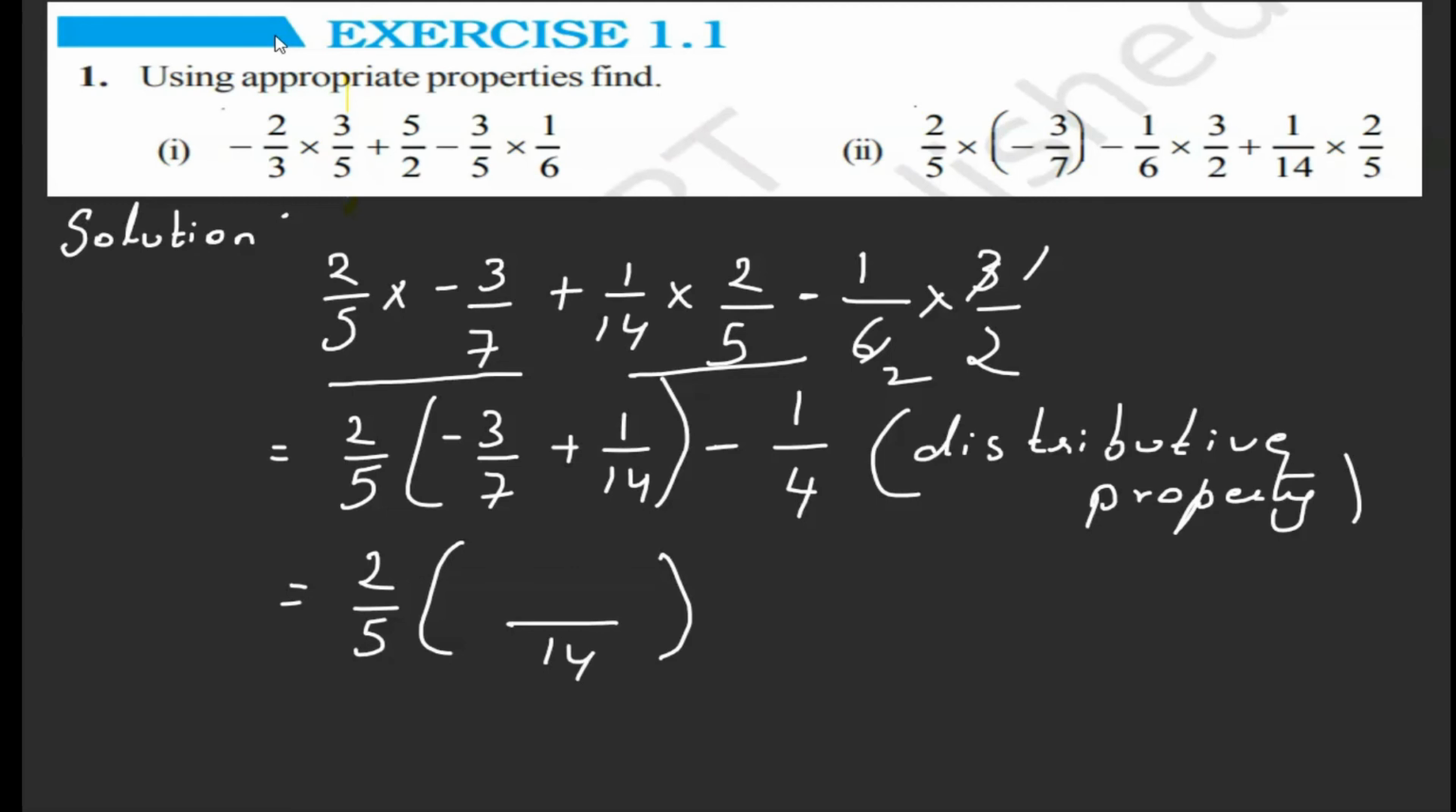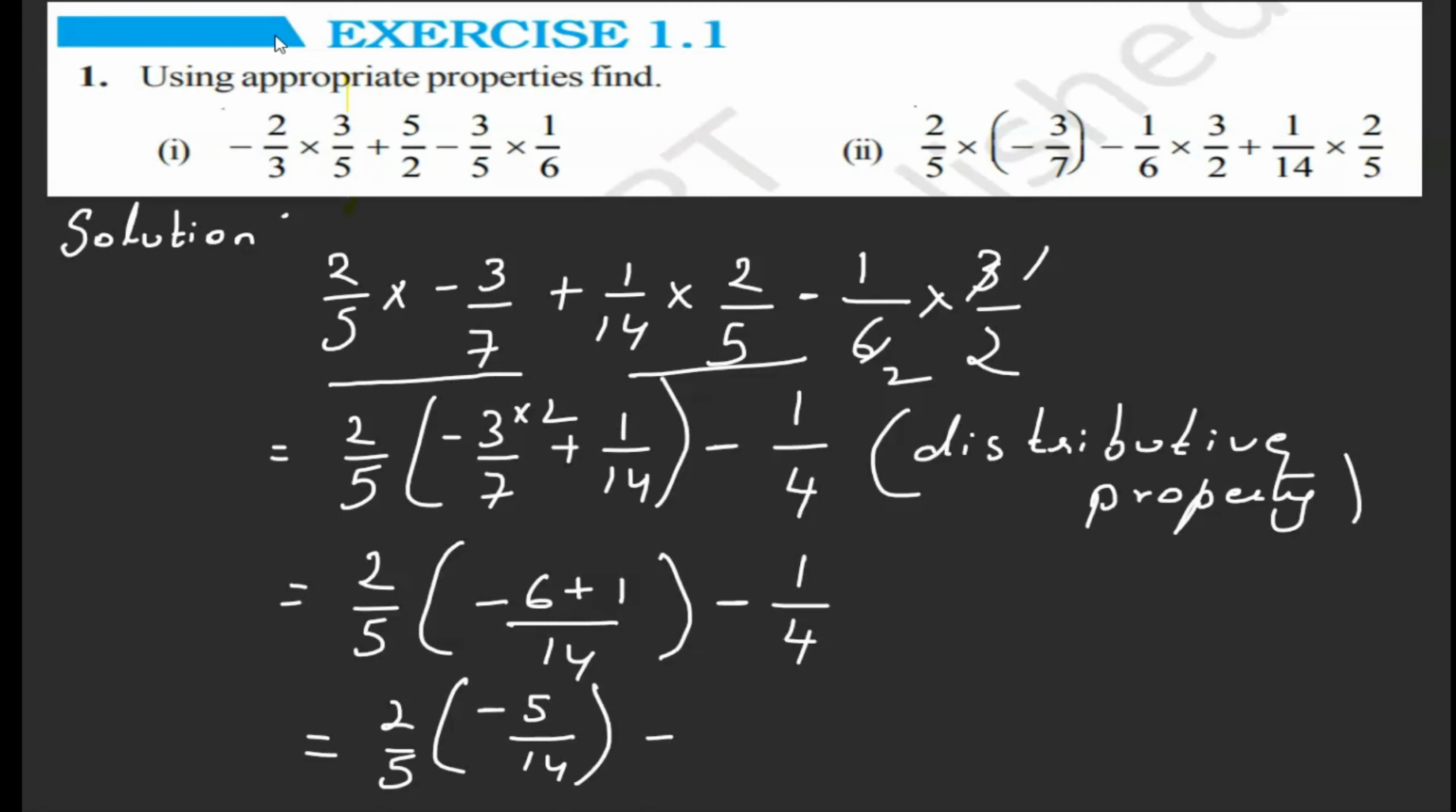And 7 2s are 14. This will be multiplied by 2. We'll get here minus 6. And 14 1s are 14. We'll multiply this numerator by 1. Then we'll be getting here 1. And remaining at the end is minus 1 by 4. So this is equal to 2 by 5. In the bracket, minus 6 plus 1 is minus 5 upon 14 minus 1 by 4.